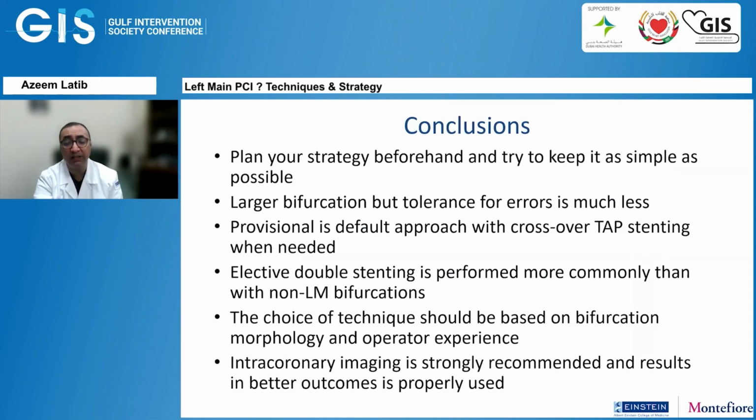So in final, my take-home message is plan your strategy, try to keep it as simple as possible. It's a larger bifurcation, so there's less tolerance for errors. Provisional is the default approach with crossovers to T-stenting when needed. Sometimes we need to do double stenting. We see it more often with left main than non-left main. The choice of technique is based on your experience as well as the actual bifurcation morphology. But in the end, if you're going to do 2 stents, remember that the final result is what counts. And please use intracoronary imaging when you're doing left main bifurcations. It will give you better results.